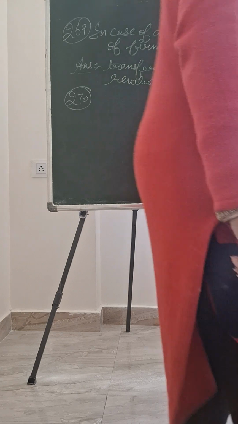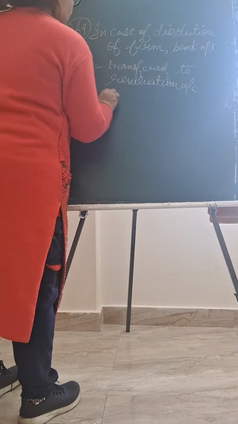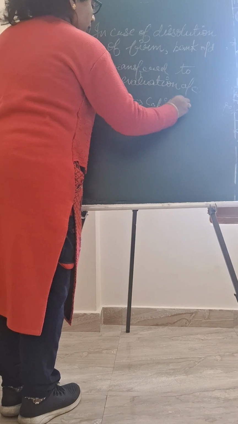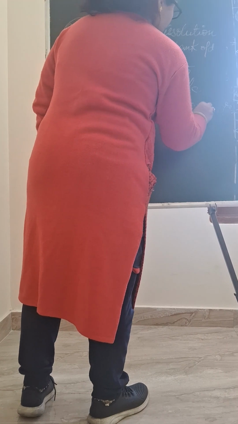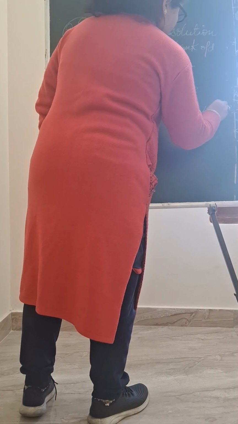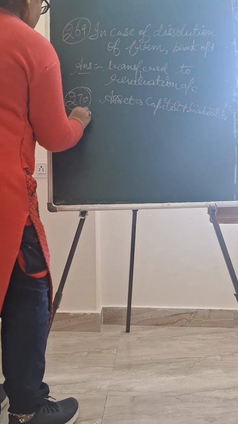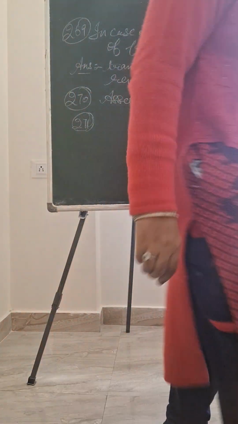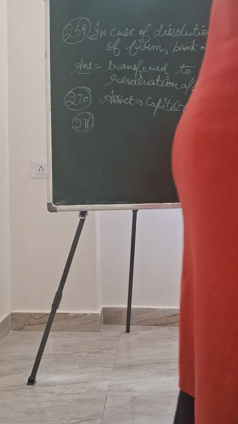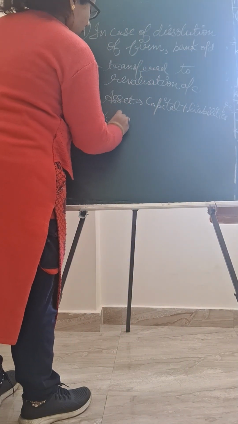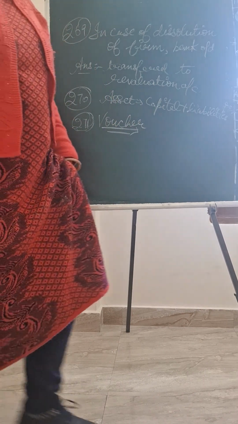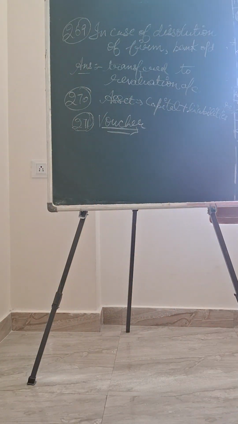What is the equation of the balance sheet? Assets equal capital plus liabilities. Next question, question number 271. The document on which the entry is passed in the journal is called a voucher.